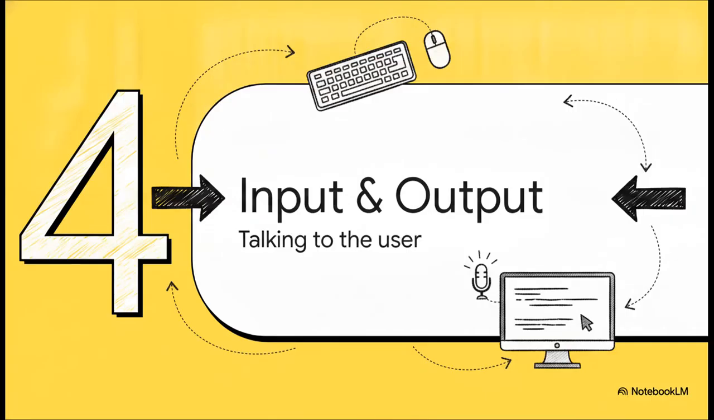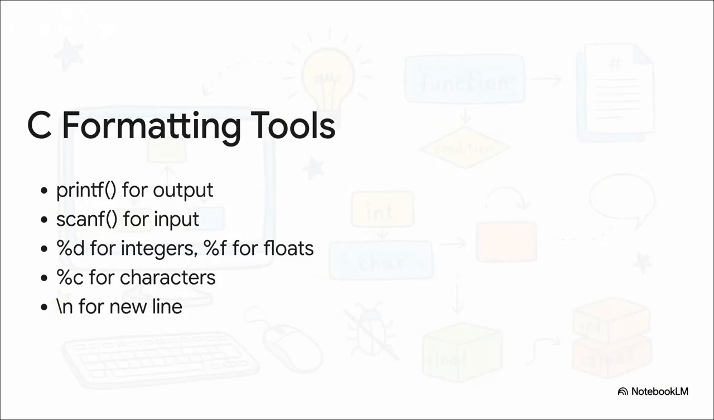Let's jump to Section 4, Input, Output, and Formatting. So remember that stdio.h library we included at the very beginning? This is where it shines. We use its formatting tools to actually communicate with the person using our software. Printf is used to push text out to the screen, and scanf is used to pull keyboard input in from the user. But these functions need to know exactly what kind of data they are handling. That's where format specifiers come in.